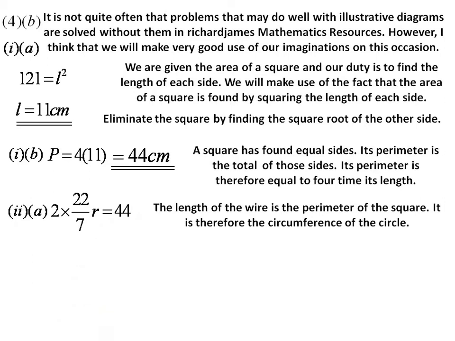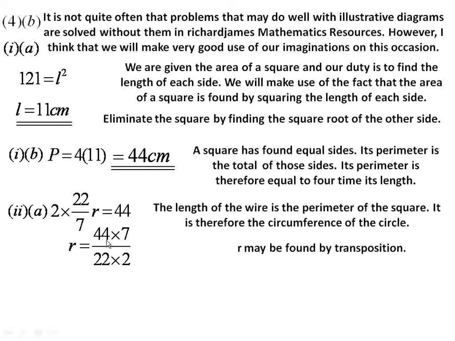We need to find r, and that will be done by transposing the formula, making r the subject. Everything that we have multiplying will be divided on the other side, and everything that we have divided will be multiplied on the other side. So r may be found by transposition. 44 multiplied by 7 over 22 multiplied by 2. See easily that 22 multiplied by 2 is 44. When we cancel with this, r is equal to 7 centimeters.